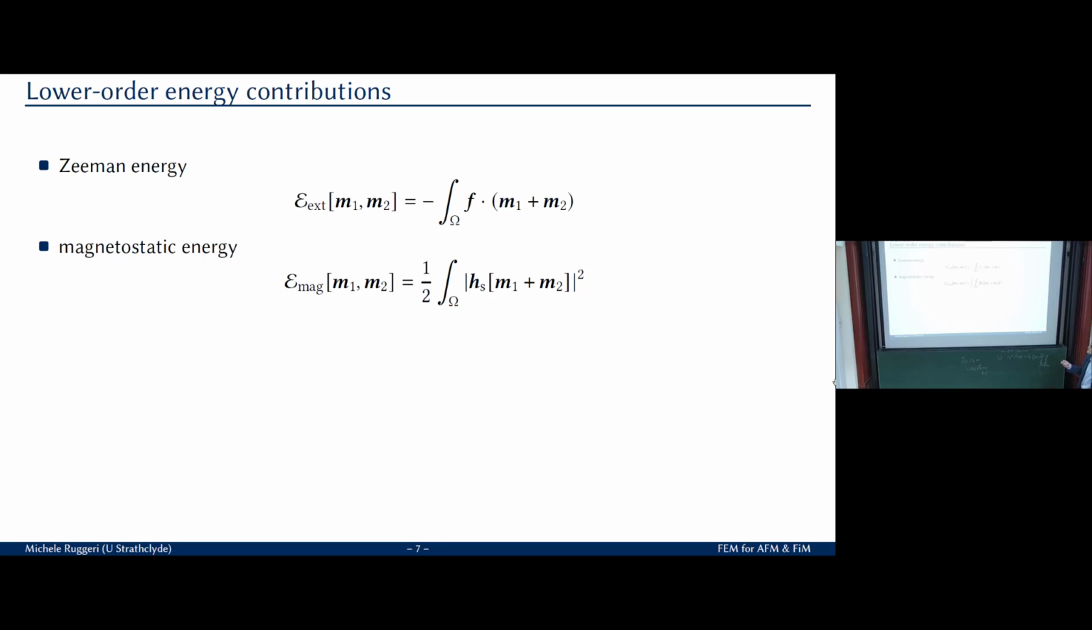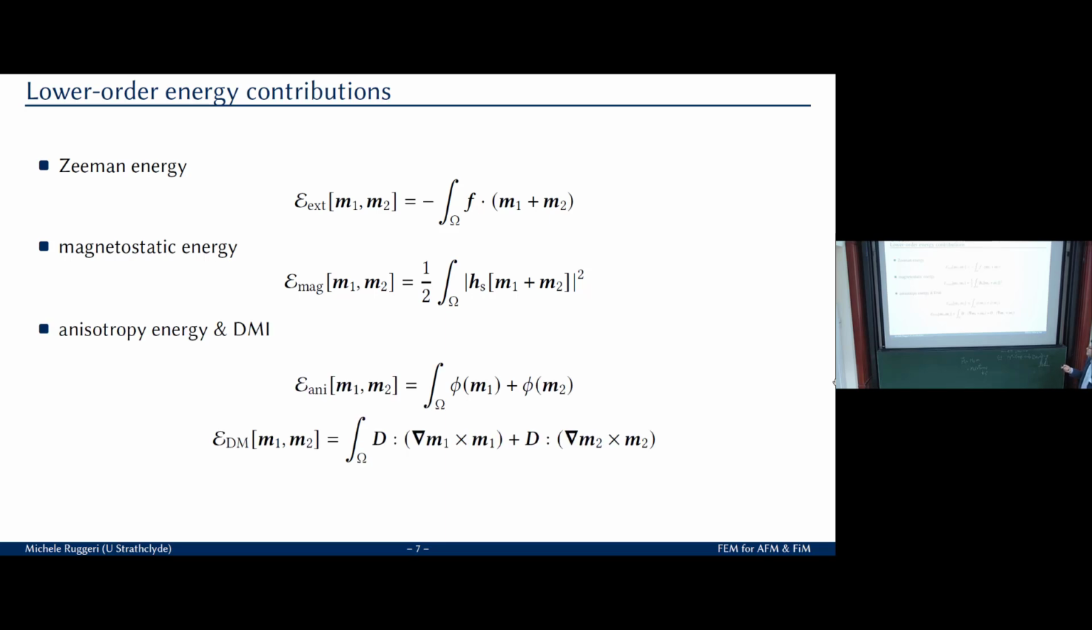For instance, the interaction with an applied external field will look something like that, where you have the total magnetization here, F plays the role of an applied field, and the interaction is of this form. You can consider the magnetostatic energy, where this is the stray field operator, the solution of the magnetostatic Maxwell's equation, and the input is the total magnetization again. And you can consider also other terms like anisotropy and the Dzyaloshinskii-Moriya interaction. And these are usually added to the model separately by physicists.